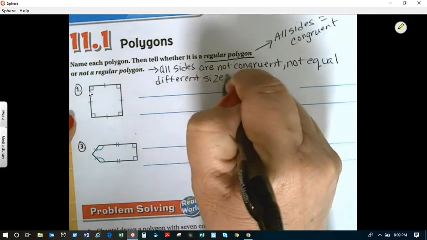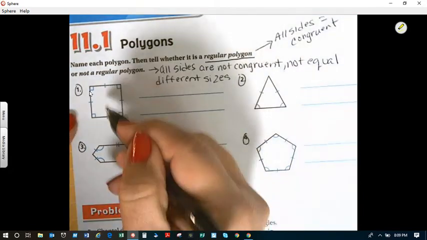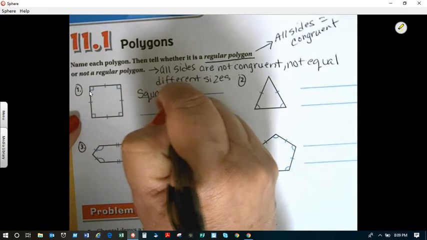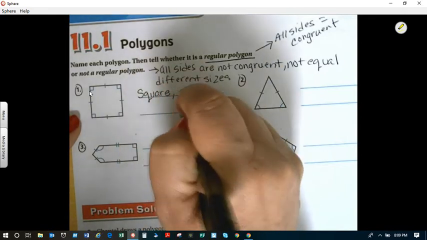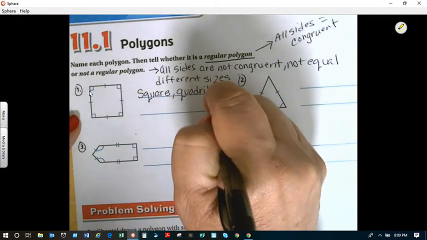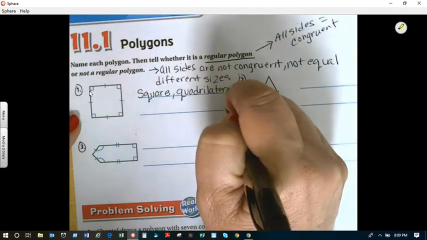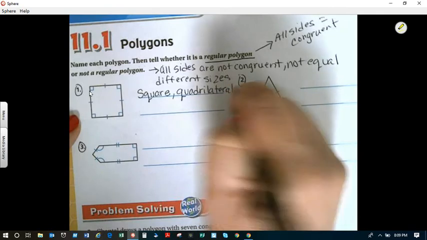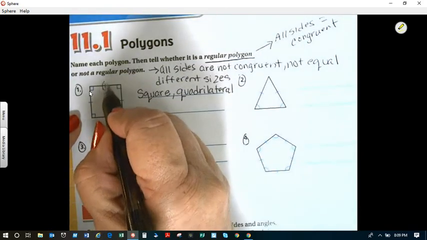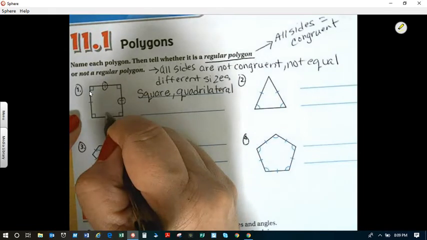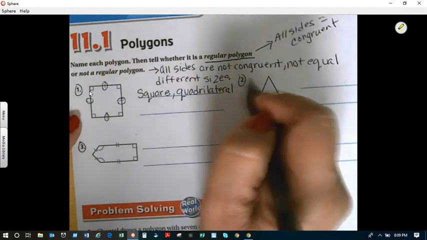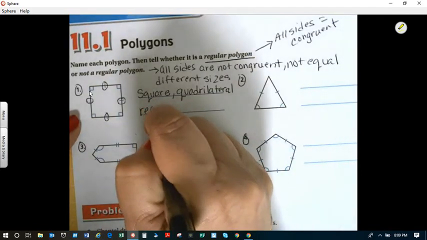All right, so let's take a look at number 1. We know that this is a square, what's also called a what? Quadrilateral. Very good. Quad means 4. And it is a regular polygon because looking at this here, we talked about these hash marks. This tells you that all these have the same sides. They're all equal sides. So it's a regular polygon.